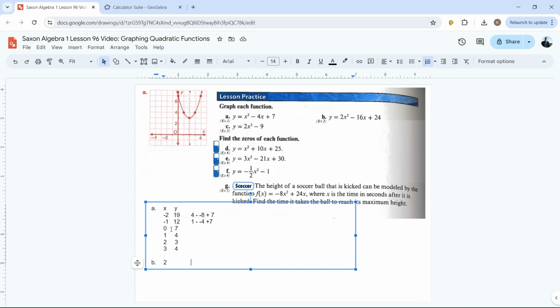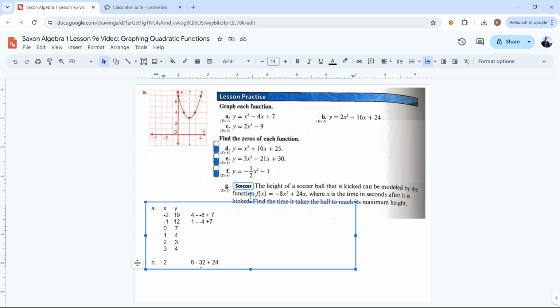So let's try plugging in 2. This is going to be 2 times 2 squared, which is 2 times 4 is 8, minus 16 times 2 is 32, plus 24. And I'm just looking at this mix of numbers here. 24 plus 8 is 32, minus 32. This is going to add up to 0, right?